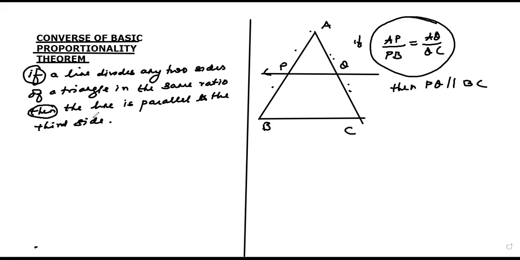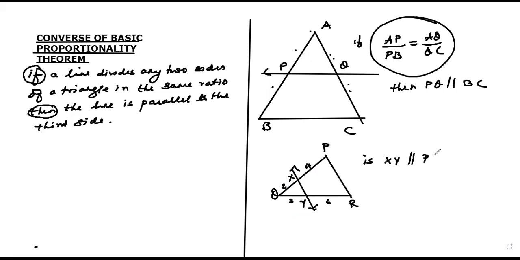Right. Please have a look here. Suppose there is a triangle here. This triangle is triangle PQR, and this line is XY, and it is intersecting the two sides. The length of QX is 2, length of XP is 4, length of QY is 3, length of YR is 6. And they're asking, is XY parallel to PR?